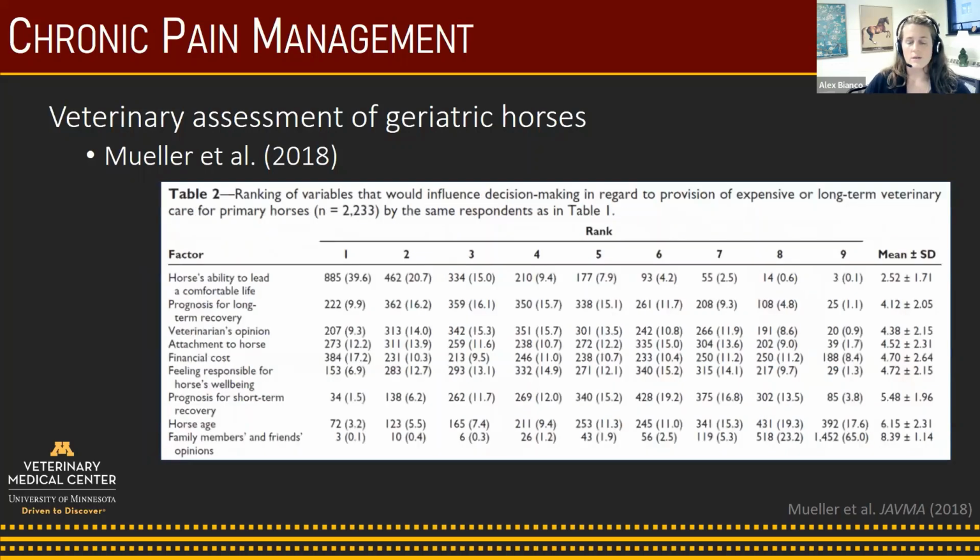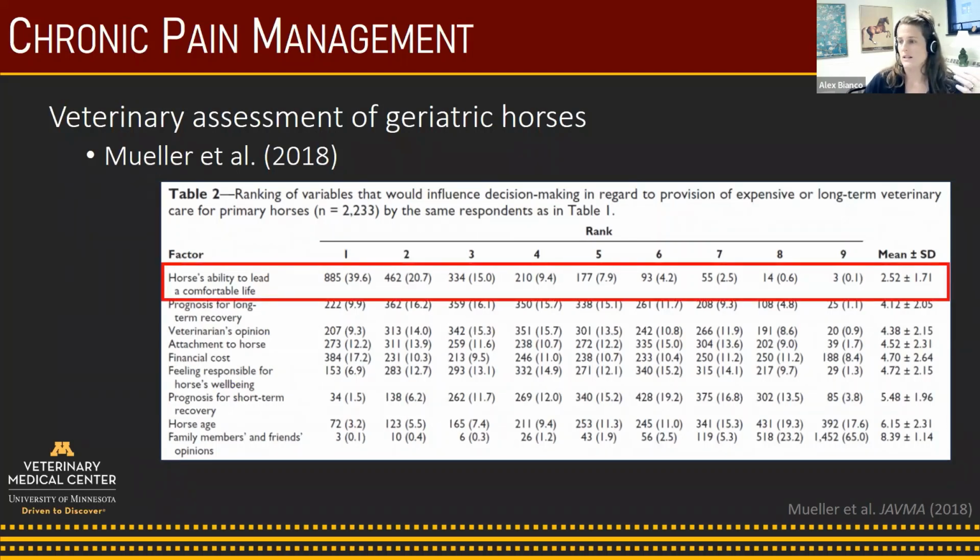In this same study, they also looked at what factors owners use to decide whether they are going to provide veterinary care for their geriatric horses. And what I think is really important here is that we know that owners really care about their geriatric horses. This is not for lack of care, lack of emotional attachment. The number one thing that influences veterinary care for geriatric patients was whether the horse is going to be able to lead a quality, comfortable life. So that's the most important factor that owners report.